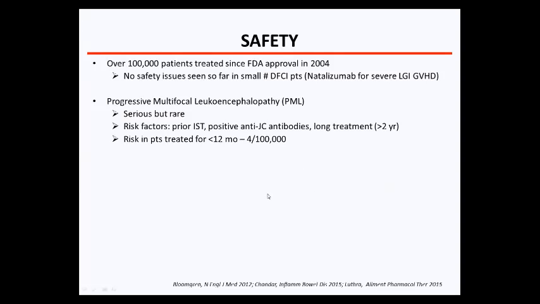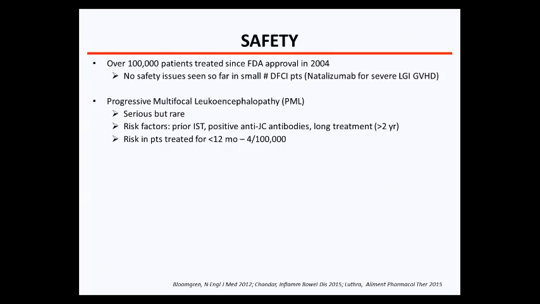Progressive multifocal leukoencephalopathy, which is PML. It's rare. It's really rare. Risk factors are, and this is also very important, those patients that developed it were on immunosuppressors for more than a year, most of them around 25 months. They had multiple lines of immunosuppression before. This is also very important to mention.